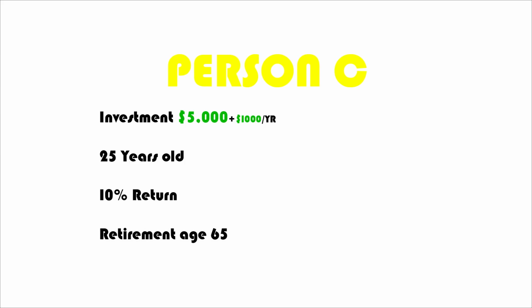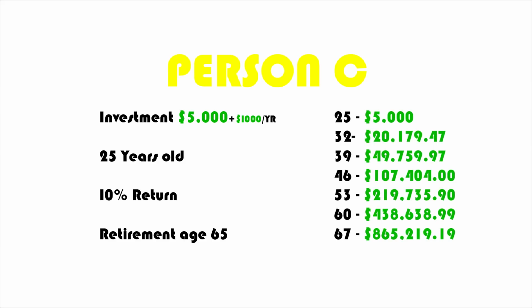Going a step further, here is an example of person C. Now there's a big difference here with person C and his approach to investing. He will start with an initial investment of $5,000, but he will also add $1,000 each year to his investment account. He will be receiving a 10% return, and he as well intends on retiring by age 65. As you can see here, by the time person C gets to retirement, he will have $865,000 for retirement. Pretty big number. That's a very nice number. $865,000 is a good lump sum of money.